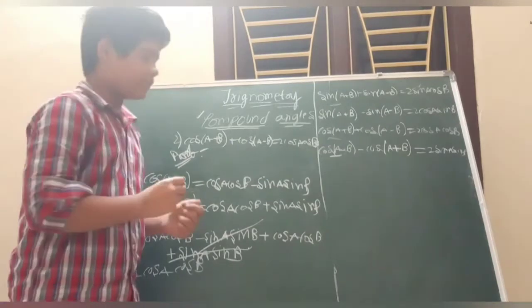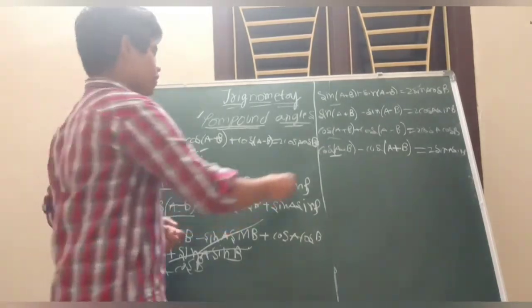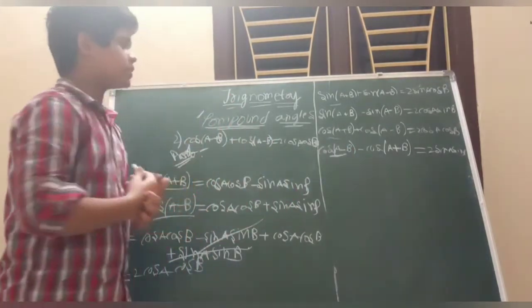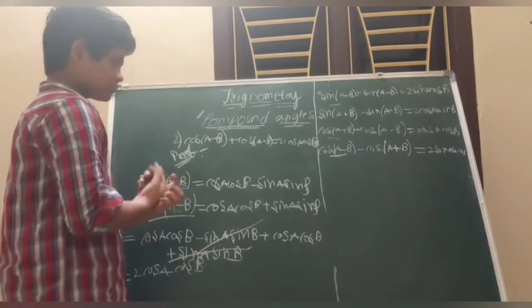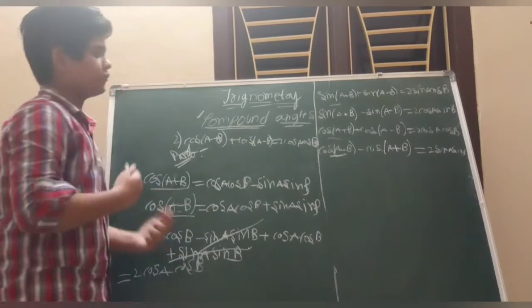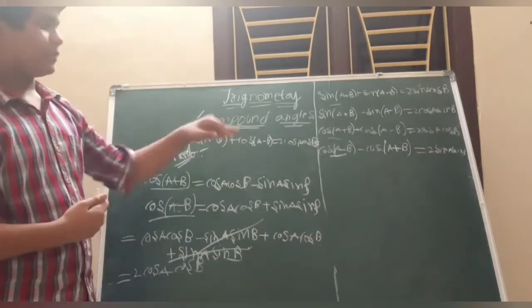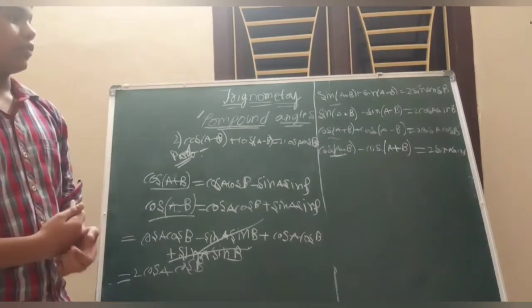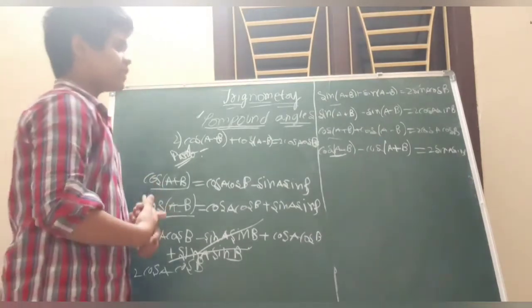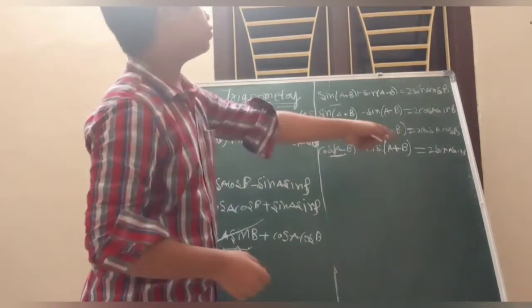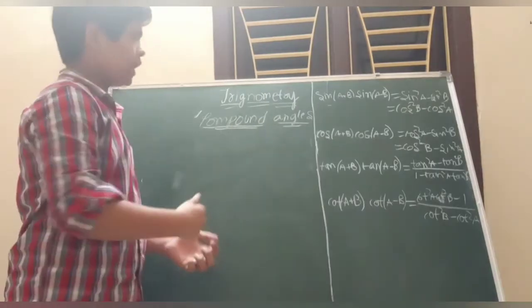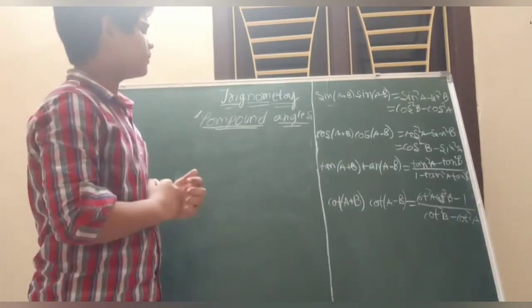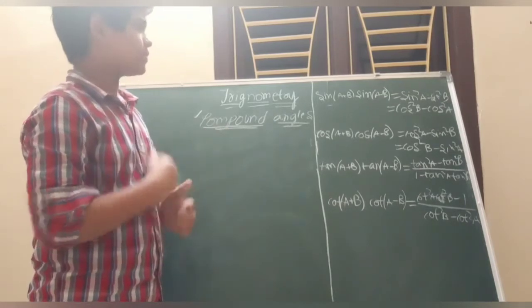In the same way, we can also find the value of cos of A minus B minus cos of A plus B. We have to substitute the value of cos of A minus B and subtract it with the value of cos of A plus B. Then you get the answer 2 into sin A into sin B. So now let us discuss some other compound angles.